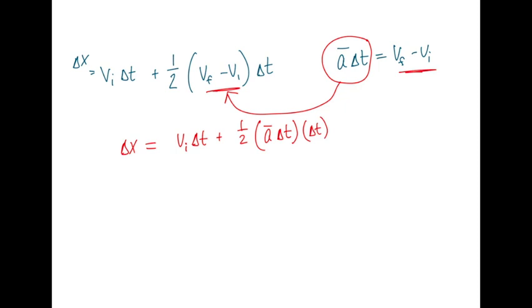All right. So I have change in time times change in time. How do you think I can write that? If I had like a times a, how would you write that? A squared. So that's how I'm going to write it. I'm going to say 1/2 average acceleration times change in time squared. All right? This is another way you can write that position.